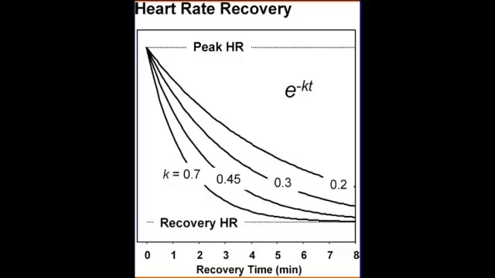An example of exponential decay is the rate at which your heart recovers after a workout. Looking at the graph, you can see that the a value of the equation is your peak heart rate. Next, the k value impacts the rate at which you recover. If your k value is greater, then the graph decreases faster than if you have a smaller k, implying that you have a faster recovery time.